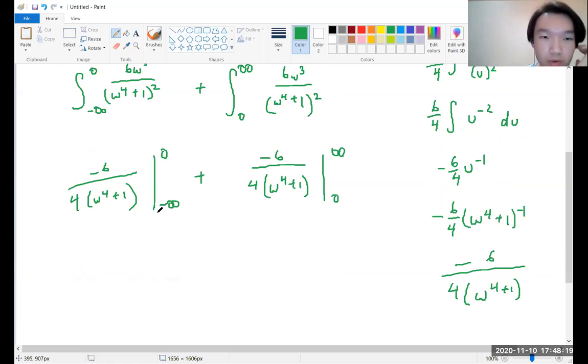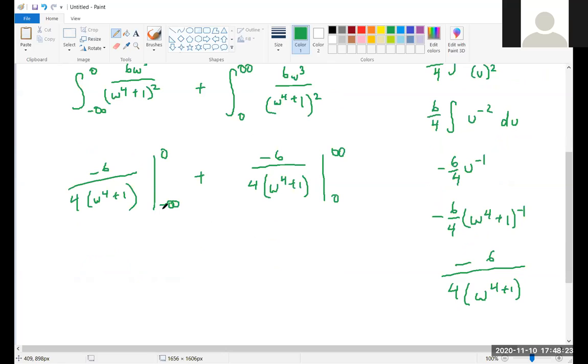Okay, so remember that the top limit goes first, right? So we're gonna plug in 0 first into w. So if we have -6 over 4 times w to the 4th plus 1, and then we plug in 0, what do we get? Let me see.